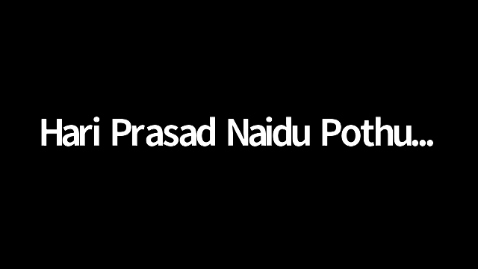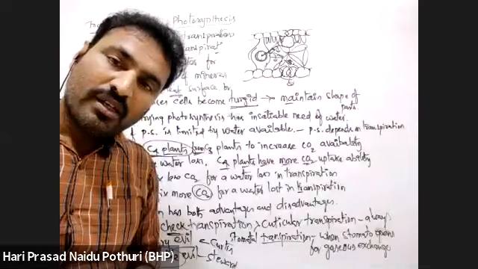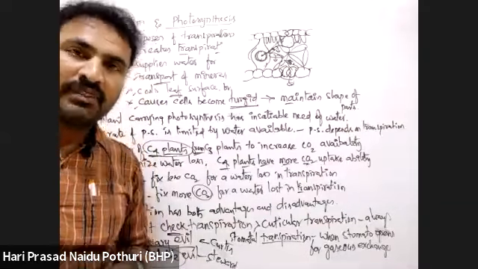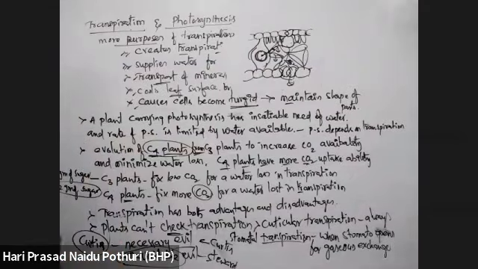ABA cannot stop stomatal opening. Yeah, stomatal opening is stopped by ABA. Abscisic acid prevents all the processes. All metabolic activities are stopped by abscisic acid. Okay?